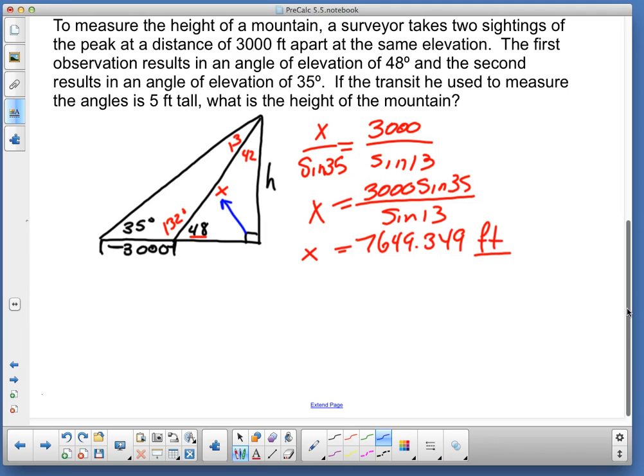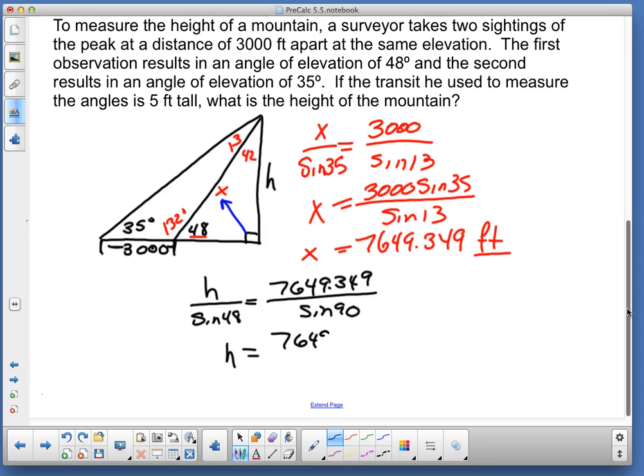As we get going, we're also going to use x and sine of 48. So when we get this next one set up, I'm looking at the fact I want height, and I've got sine of 48, because that's opposite the height, and I have 7649.349 sine of 90, and so h is equal to 7649.349 sine of 48 over the sine of 90. Now keep in mind, the sine of 90 is 1. So really all I'm doing in my calculator is taking 7649.349 times the sine of 48, and I'm pretty much done.